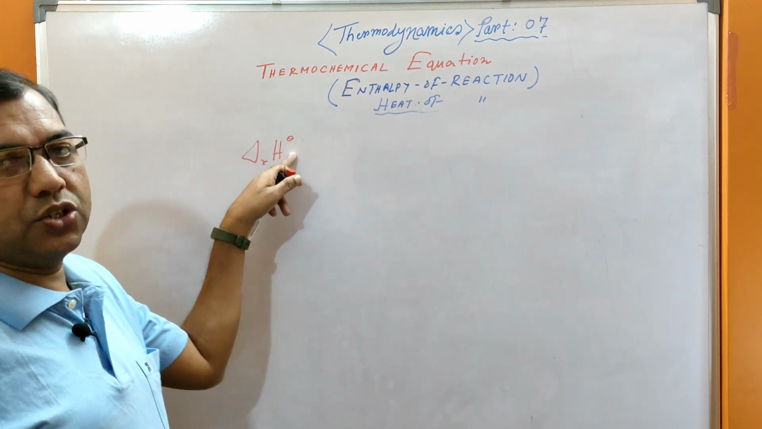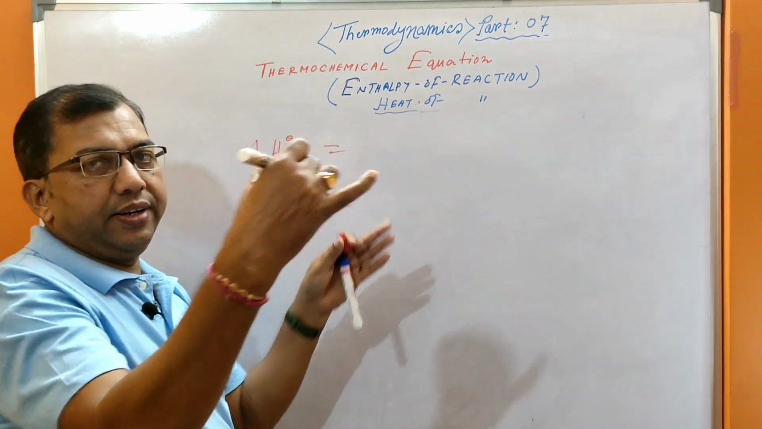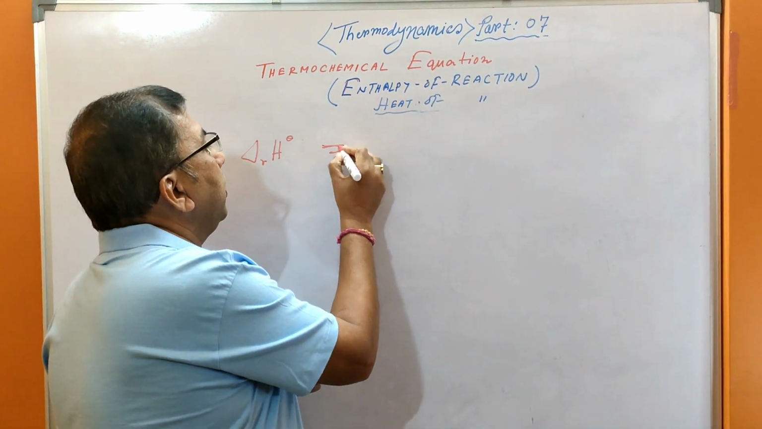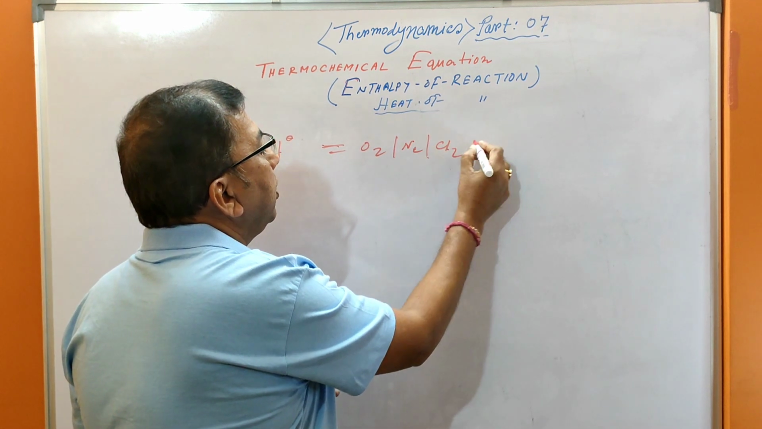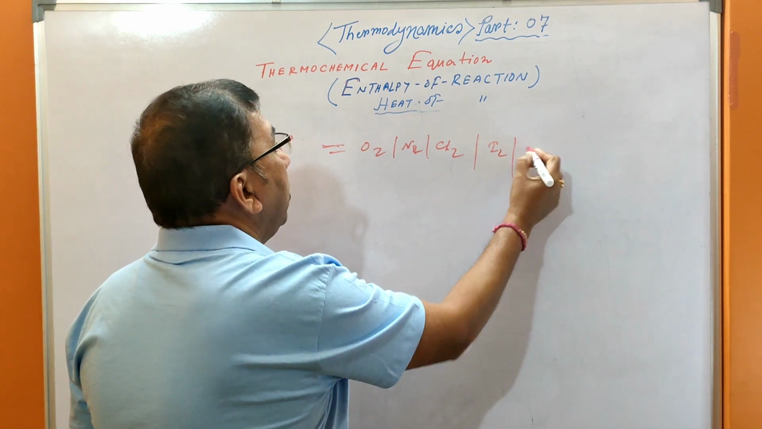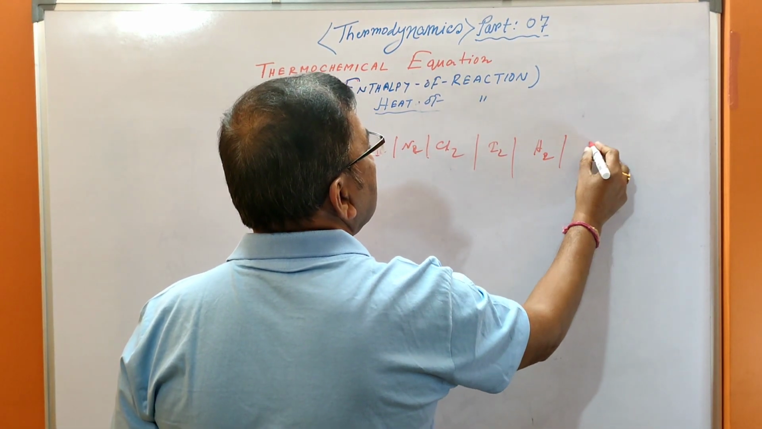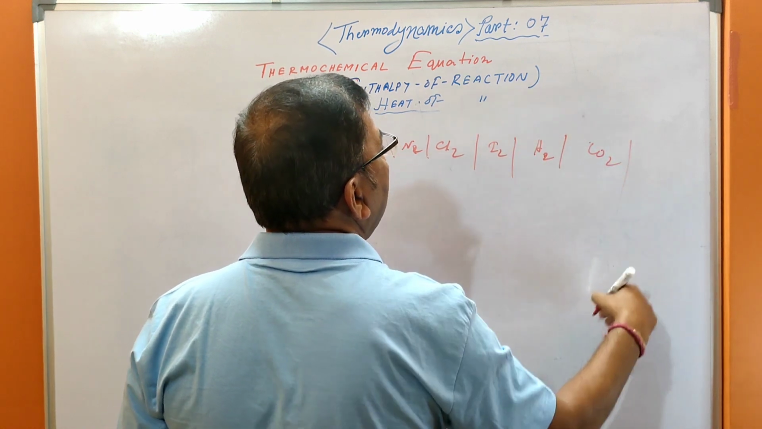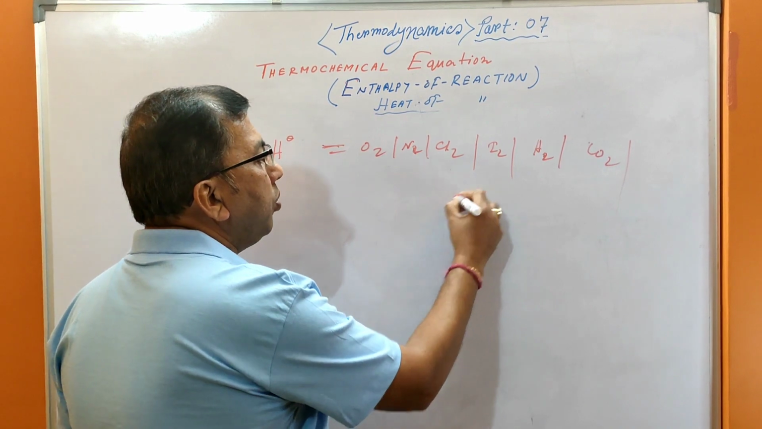In the case of all freely occurring elements, so oxygen, nitrogen, chlorine, iodine, hydrogen, CO2, all these things, the standard enthalpy of formation will normally be zero.